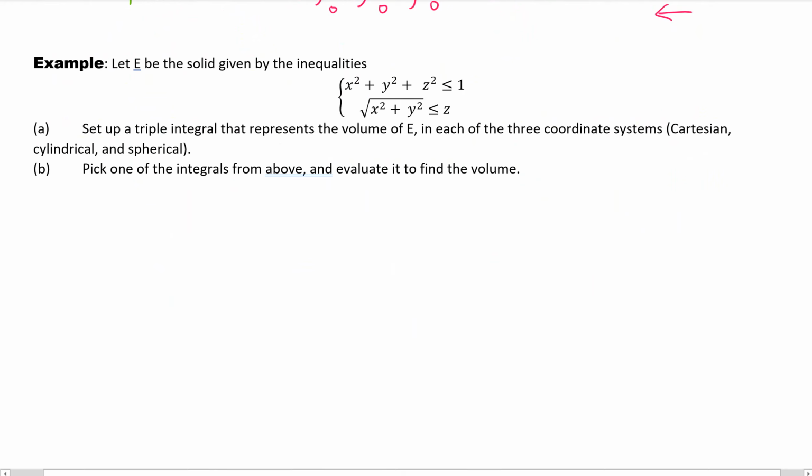So let E be the solid given by the inequalities x squared plus y squared plus z squared less than or equal to 1, and the square root of x squared plus y squared less than or equal to z. Set up a triple integral that represents the volume of E in each of the three coordinate systems: Cartesian, cylindrical, and spherical. Part B, pick one and then evaluate. Okay, now let's draw the picture.